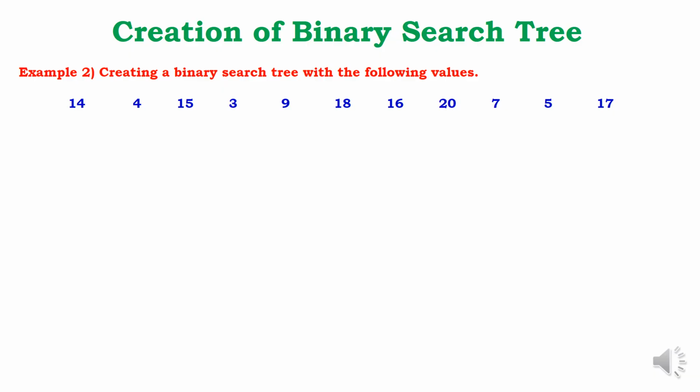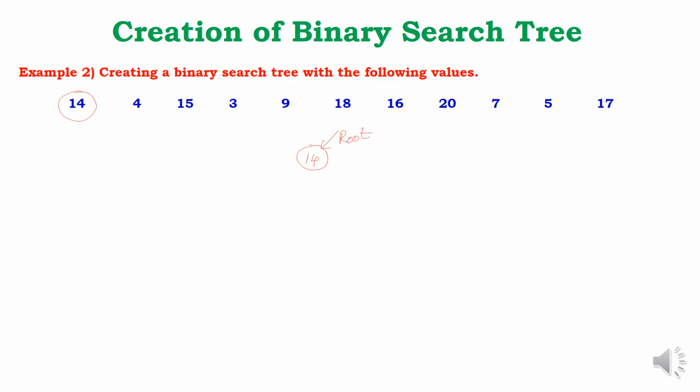Let me explain how to create a binary search tree with the following values: 14, 4, 15, 3, 9, 18, 16, 27, 5, 17. I'm trying to add nodes one by one to create a binary search tree. Normally, the first node is the root node. So add 14. Initially, the binary tree is null. Now I'm trying to add a node with information 14. That could be the first node, so that is the root node.